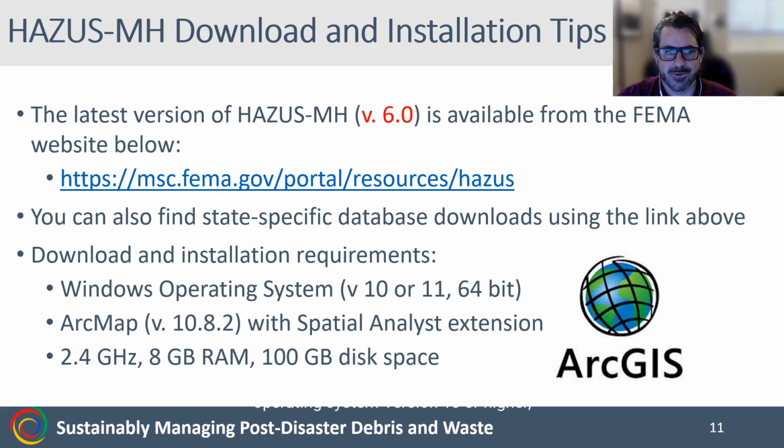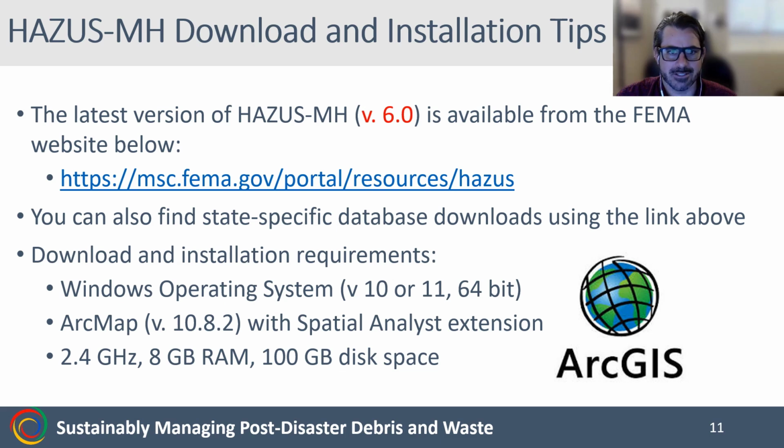The download and installation requirements include a Windows operating system, version 10 or higher, 64-bit, along with access to ArcMap version 10.8.2 with the Spatial Analyst extension included. To run ArcMap, you'll need a standalone or community license to access ArcGIS, which is usually available for most academic or governmental research institutions. In addition, since the computational requirements for HAZUS are quite demanding, please also make sure that you have a reliable operating system in place, which includes a 2.4 GHz processor speed, 8 GB of RAM, and 100 GB of available disk space.